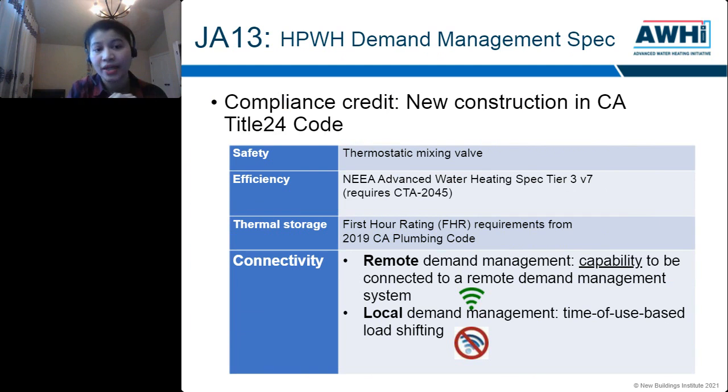So just a little bit about where California is going. They recently adopted JA-13, which is a demand management specification in their Title 24, which is the building codes and standards.